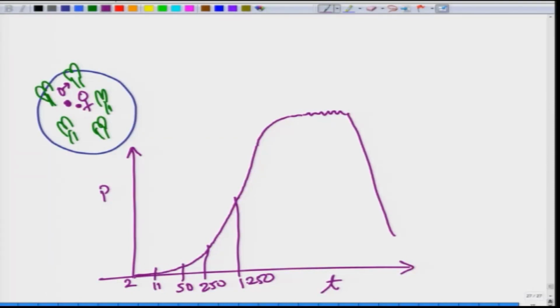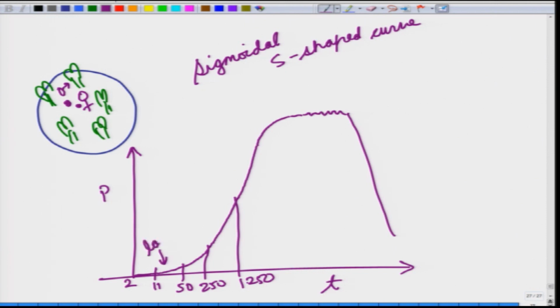So this sort of a curve is known as a sigmoidal curve or an S shaped curve. So in the beginning we have a lag phase, the population is increasing slowly, then we have a log phase, then we have a phase of stability, and then we have a stage of collapse.